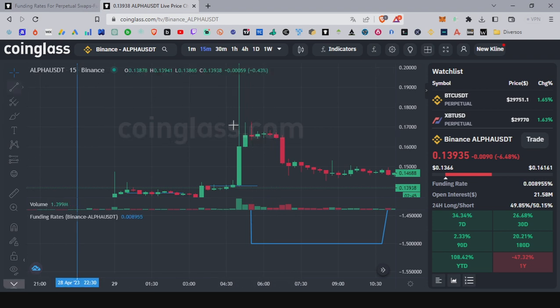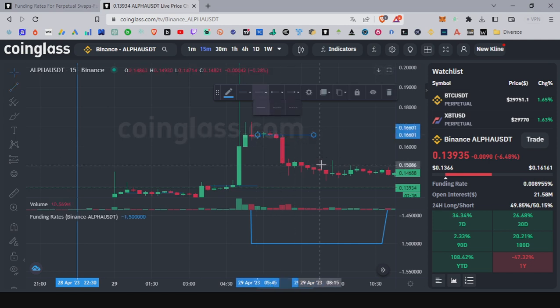So I want to draw a line more or less like here, and I want to see if the price goes up. Price might go up, might go down. And suddenly the price drops. If the price drops, I don't want to go to a long position, even if the funding rate is extremely negative. Let's see what happens. It keeps the same. There's no trend. It's minus 1.5. From here to here, there is no trend. So I don't do anything.